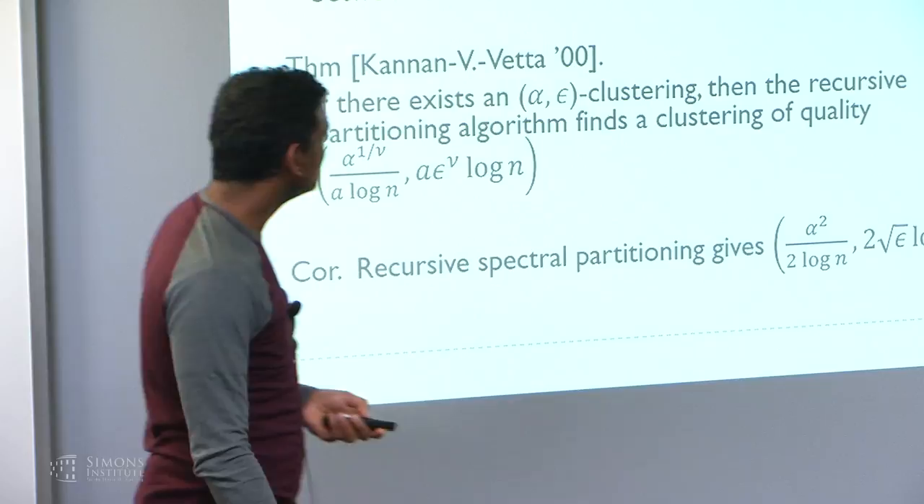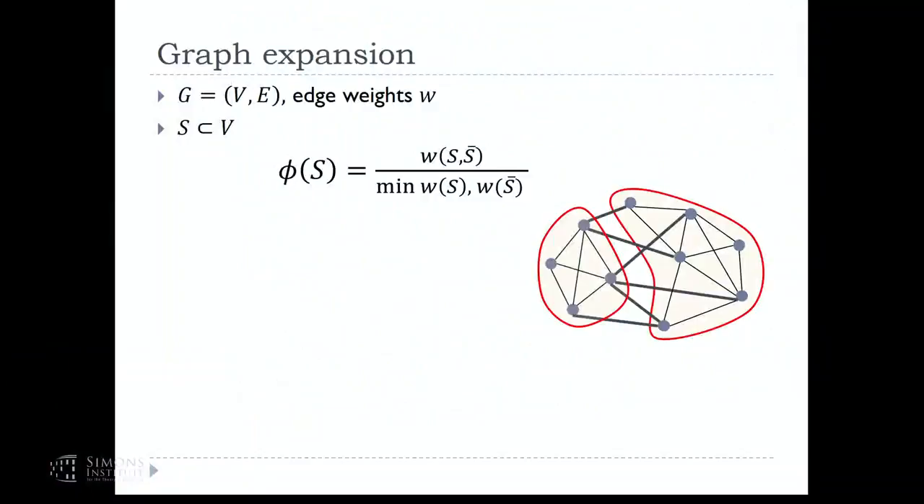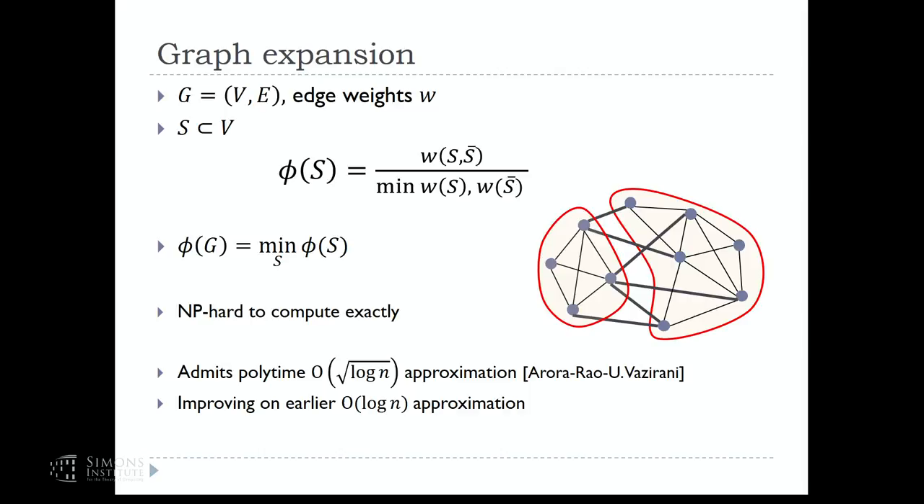Okay, so going back to the expansion statement, any questions are welcome. This was the definition of the conductance of a set, and then we had the minimum over the entire graph. Then I already mentioned the complexity from the lower bound side and from the upper bounds. Now, a fantastic open problem is to prove anything better than this.